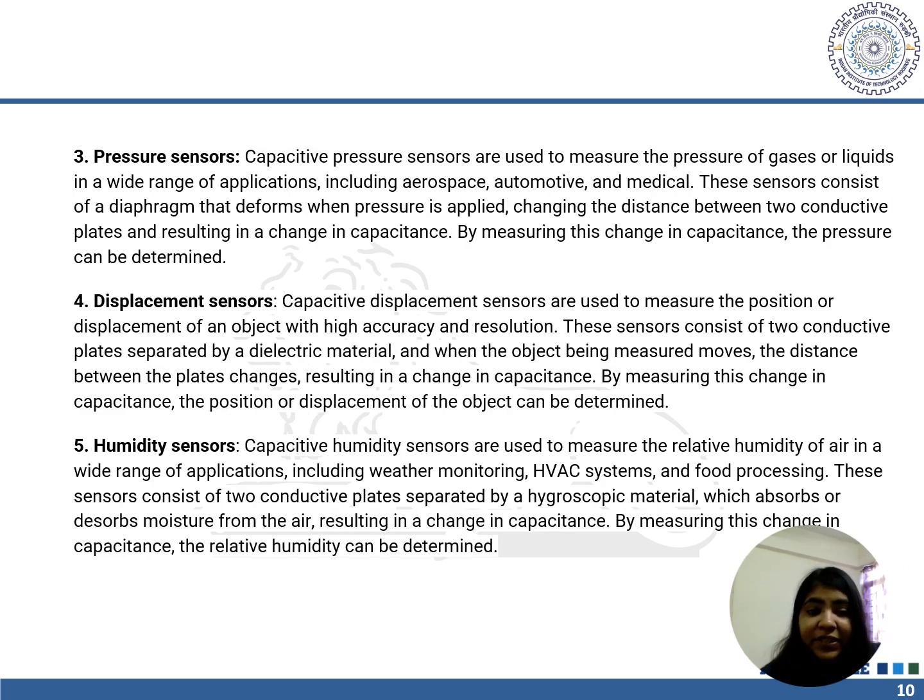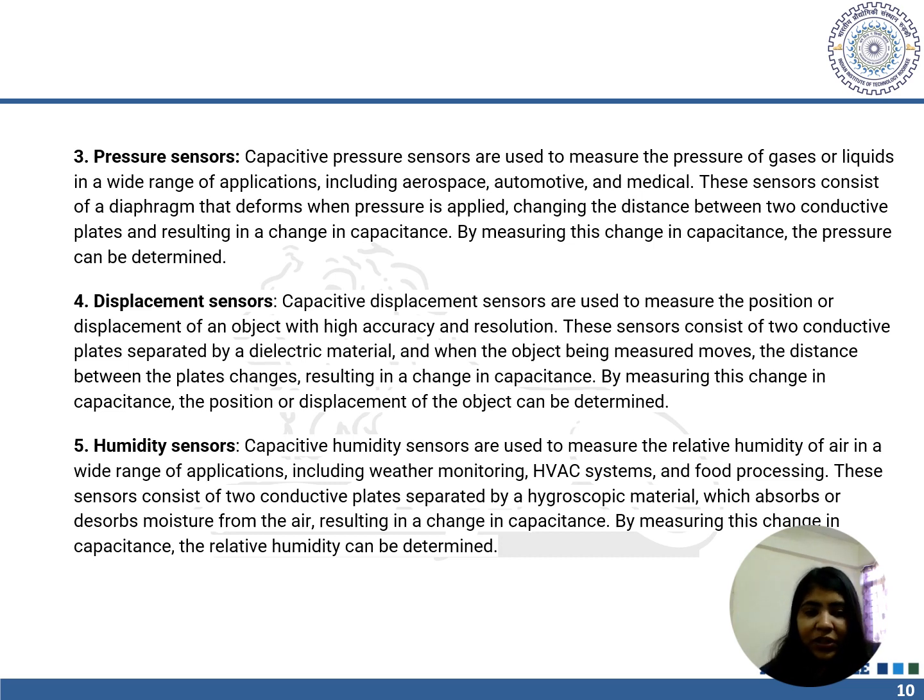The next application is in the measurement of pressure, as a pressure sensor. They are used to measure the pressure of gases or liquids in a wide range of applications, including aerospace, automotive, and medical industry. These sensors consist of a diaphragm that deforms when pressure is applied, changing the distance between the two conductive plates and hence resulting in a change in the capacitance. By measuring this change in capacitance, the pressure can be determined.